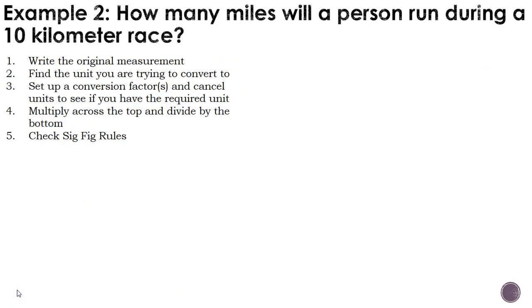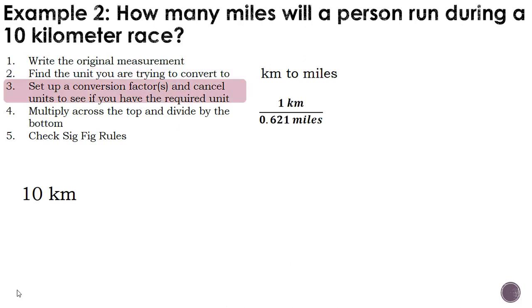Let's try another problem. In this problem, it says, how many miles will a person run during a 10-kilometer race? We're going to start with the original measurement. In this problem, it's giving us 10 kilometers, and we want to convert our kilometers to miles. If we look at our conversion factor sheet, we can see that 1 kilometer equals 0.621 miles, or you can say 0.621 miles equals 1 kilometer.